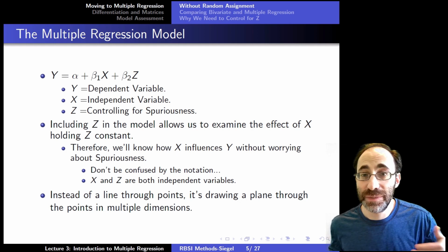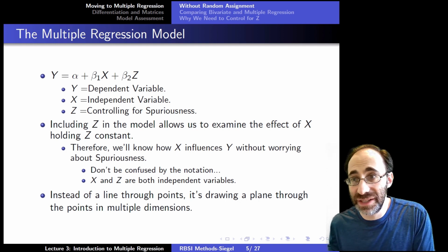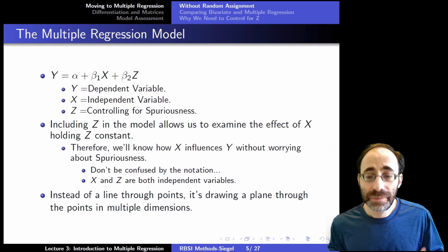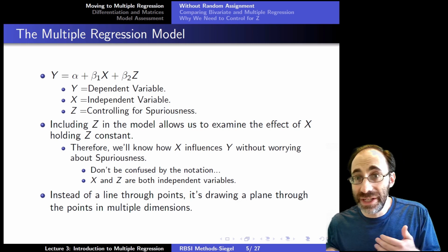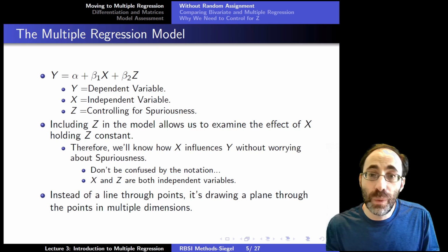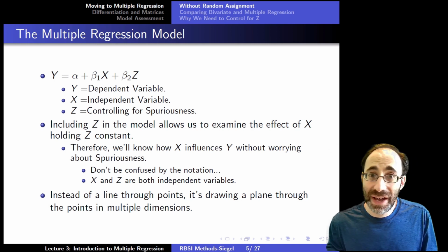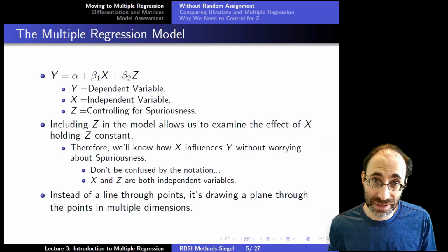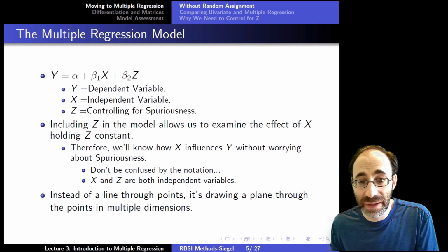And in fact, in the next module, we're going to go through some calculus to see how it actually holds z constant, just because it's so important to understand that deeply. The reason we include z here is because by including z in the model, we can examine the effect of x on y while holding z constant. Because of that, we can see how x influences y without worrying about z's effect, because z is constant. Z is held constant in that effect, and therefore we can ignore the spuriousness of z.